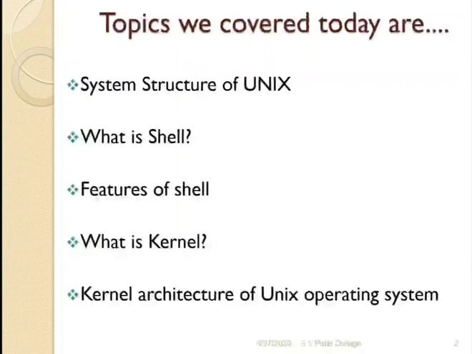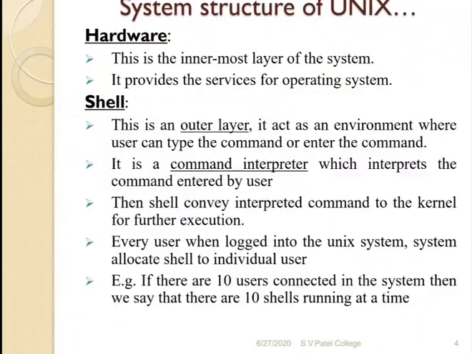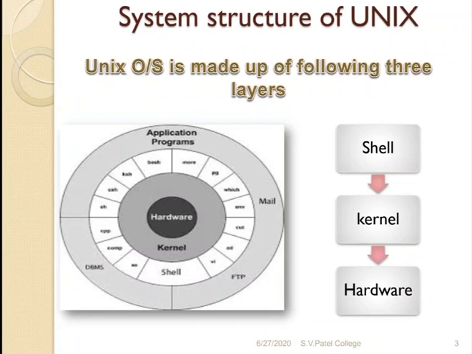I think in the last video we had already discussed the system structure of Unix. Today we will again revise some brief points about it. Unix is made up of the following layers that we had already discussed. In this diagram, there is a shell, kernel and hardware. After that, we discussed in depth what hardware is. In this diagram you can see it is the innermost layer.